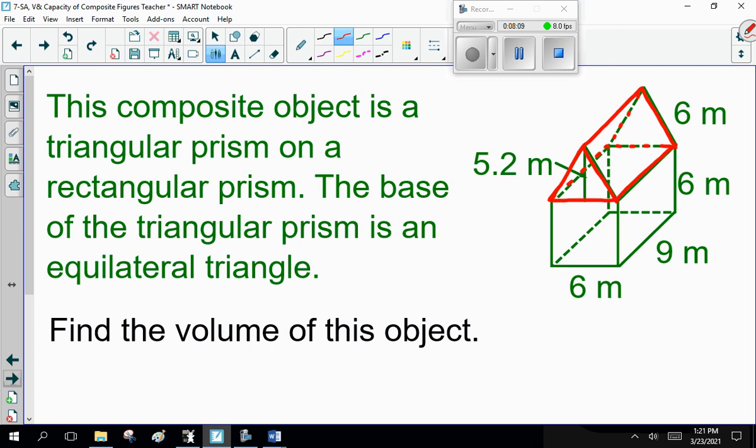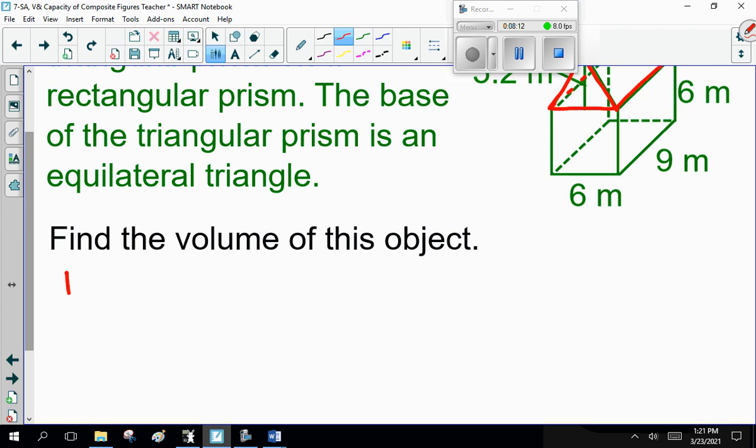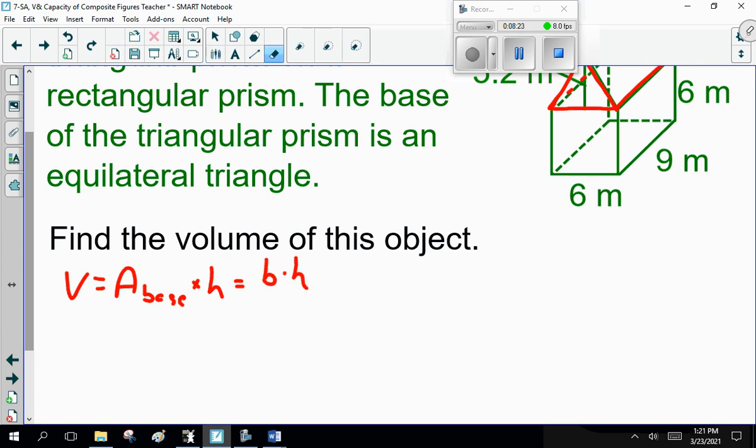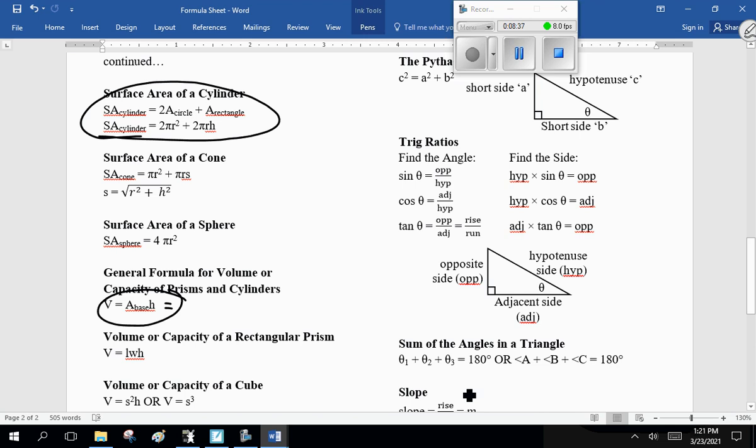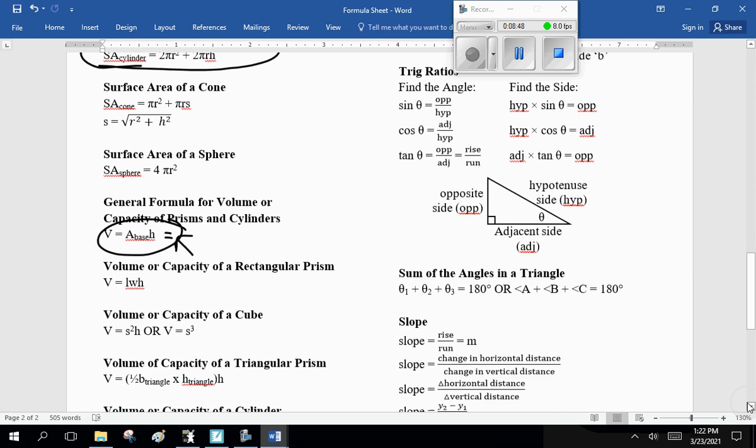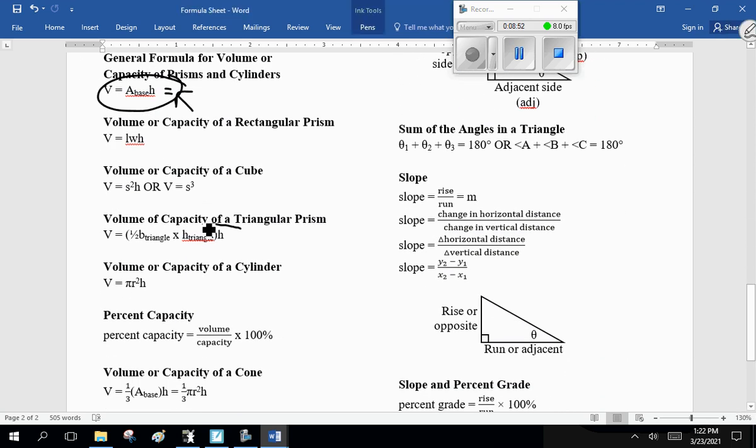Now, we've done this before. Triangular prism volume is area of base times height. The base here is a triangle, so that's one half base times height. I'm doing this one with you because there are two heights here, just to confuse you. On the formula sheet, a general form for volume or capacity of prisms and cylinders is area of base times height. Right here: 1/2 the base of the triangle times the height of the triangle times the height of the prism.